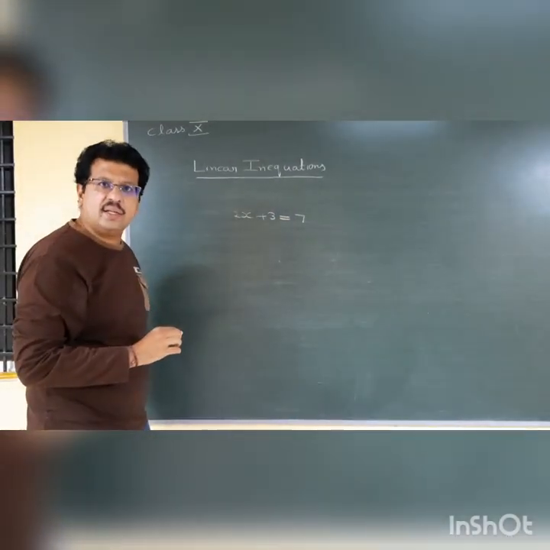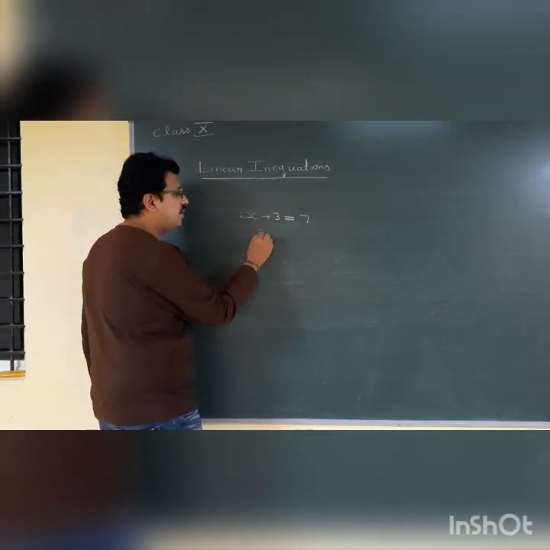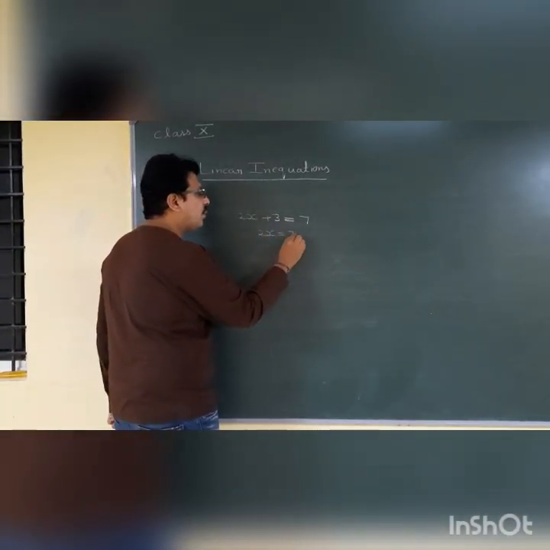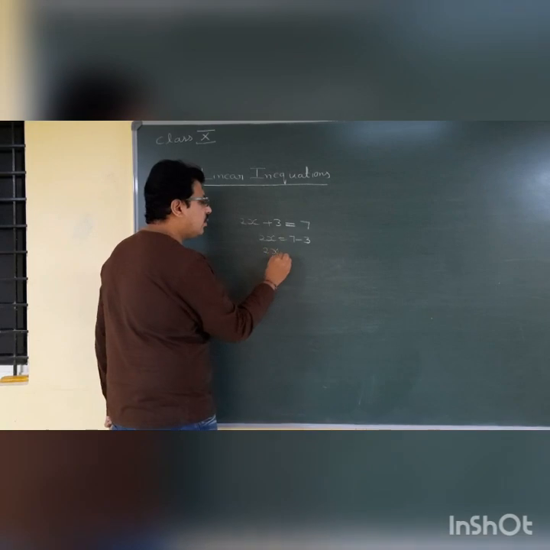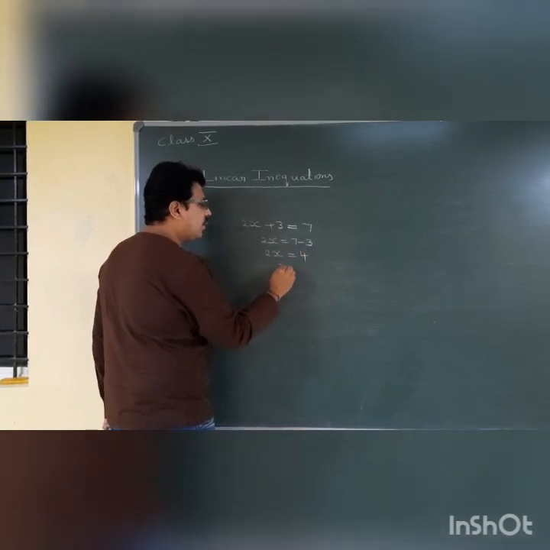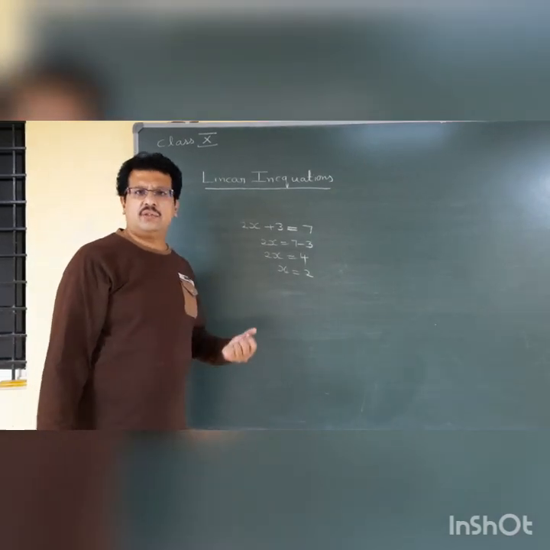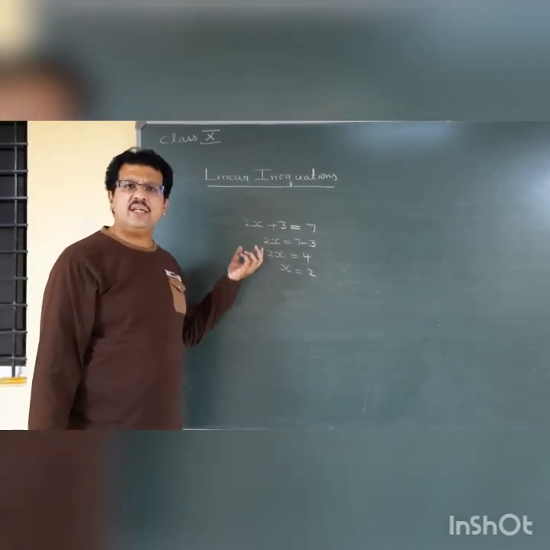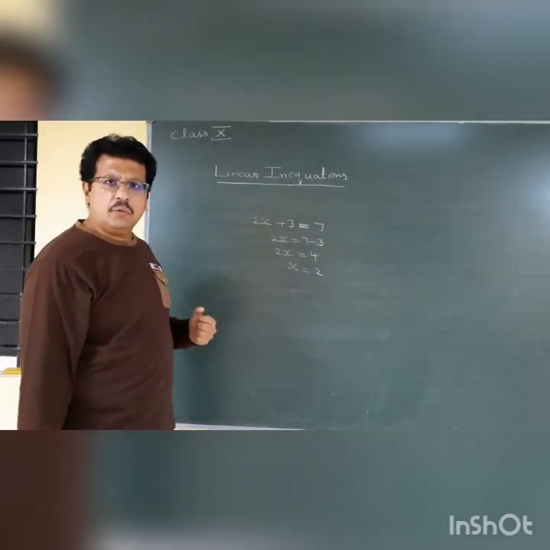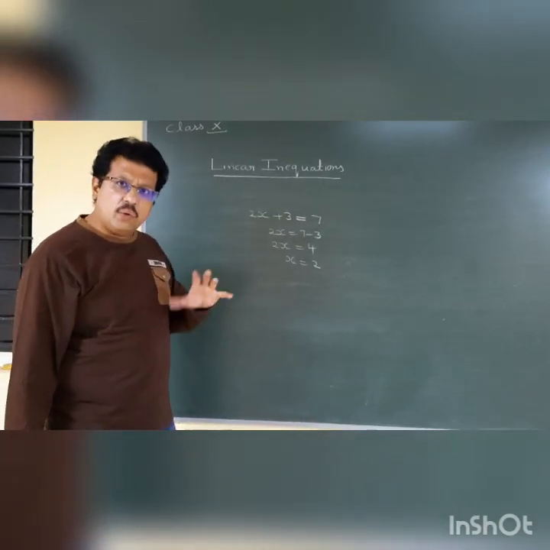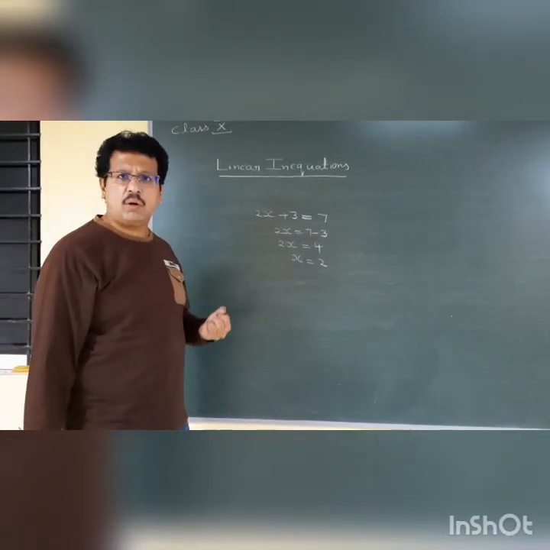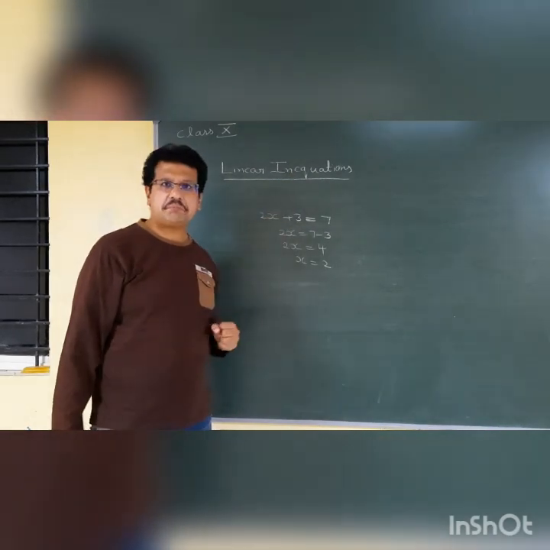That is called a linear equation, and you people know how to solve this: 2x equal to 7 minus 3, and 2x equal to 4, and x equal to 2. This you people have already learned in last year's portions. Now today we are going to learn one more topic, that is inequation.